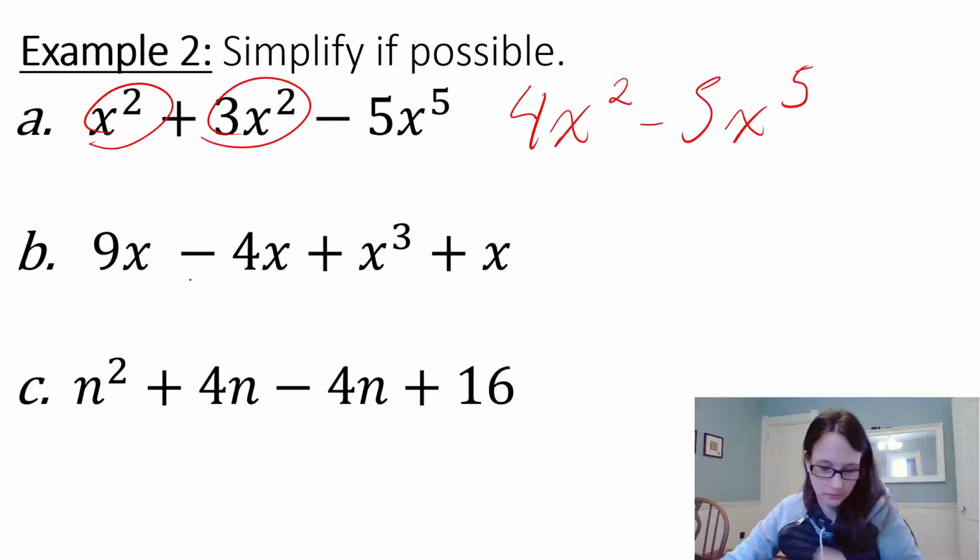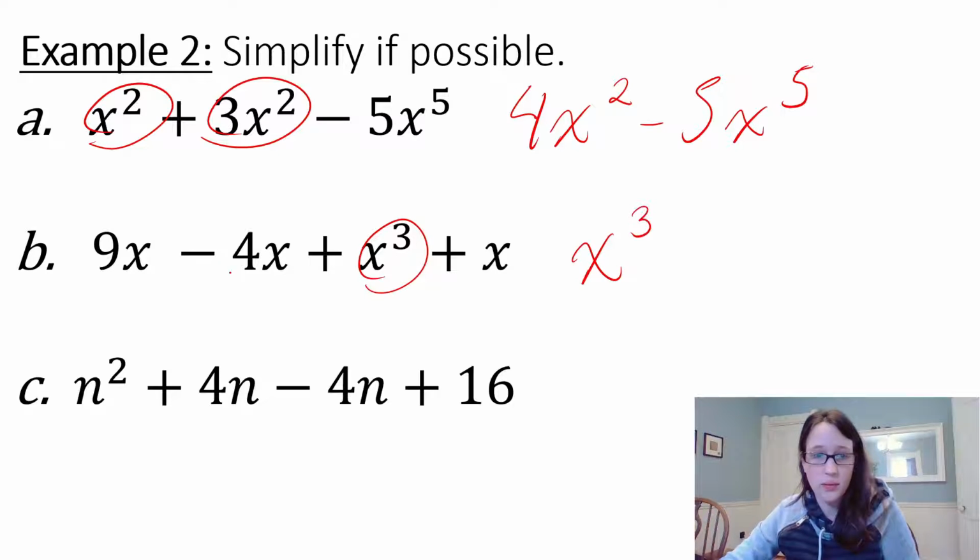All right, this one, I'm going to go actually in order from biggest exponent to smallest exponent. I see that we have this x cubed here, so that's what I'm going to start with. X cubed doesn't go with anything, so x cubed stays by itself. And then the rest of these all don't have any exponents on them, so the rest of these are all like terms. So I have 9x minus 4x, that's 5x, plus one more x, which brings us back up to 6x, plus 6x. Okay, that one's done.